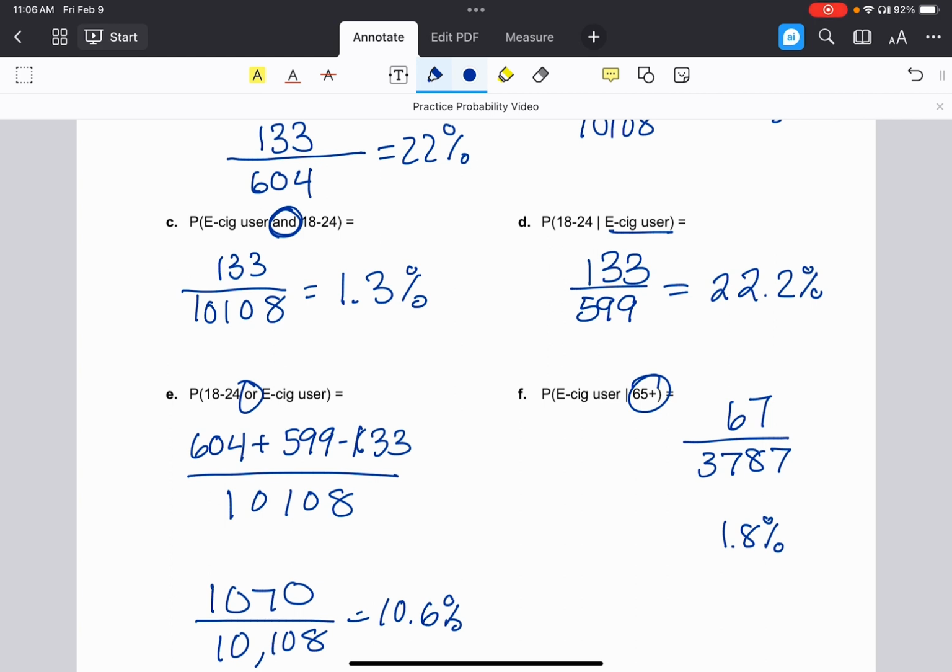Hopefully these videos give you a better sense of how to find probability when given contingency tables.